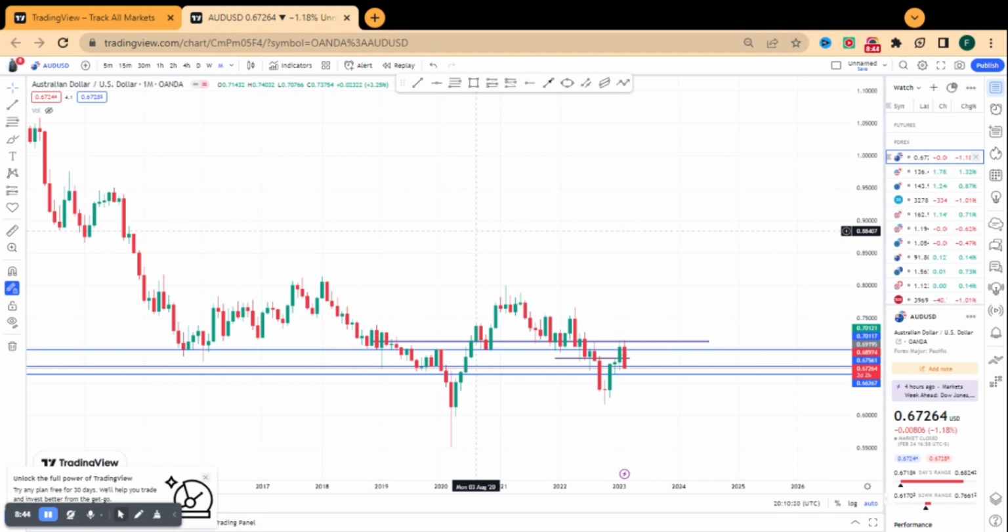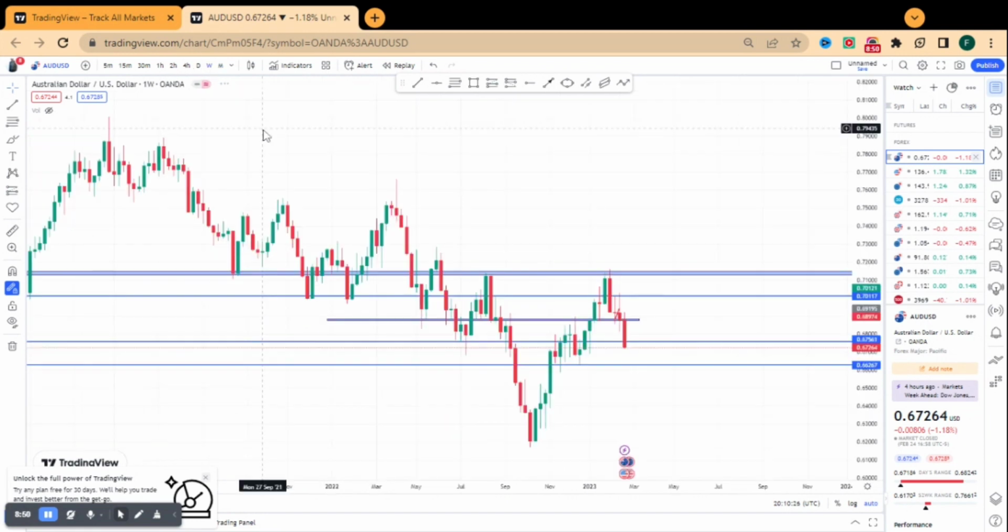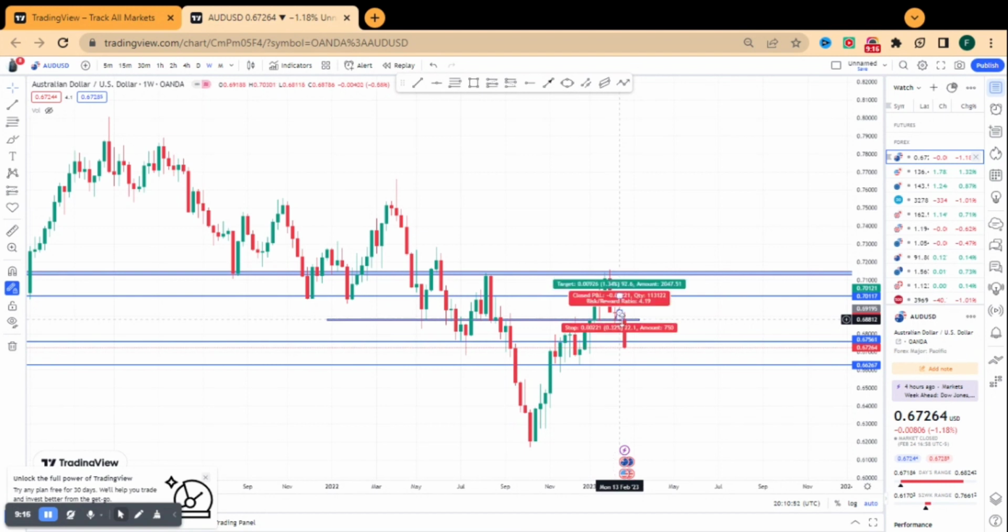Now the price is moving down, AUD is falling. On the weekly time frame, I plot all my key levels. So let's go to the weekly time frame. Now as you can see, I'm on the weekly time frame. What do you need to consider before you mark all your key levels? As you can see, this candle is last week, and there is a big bearish momentum last week.